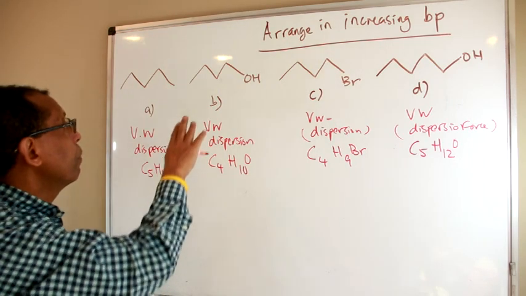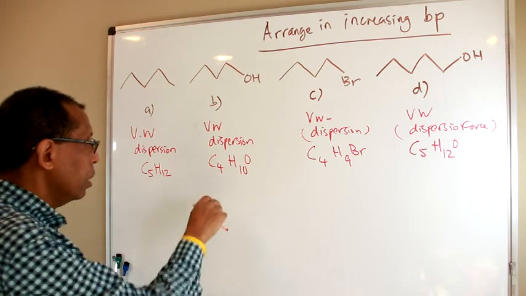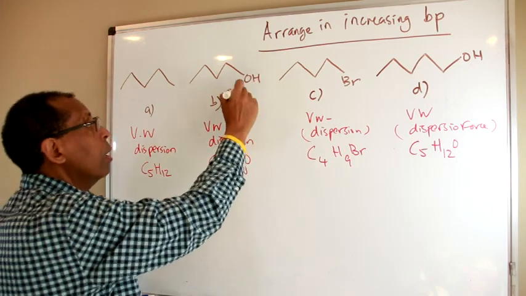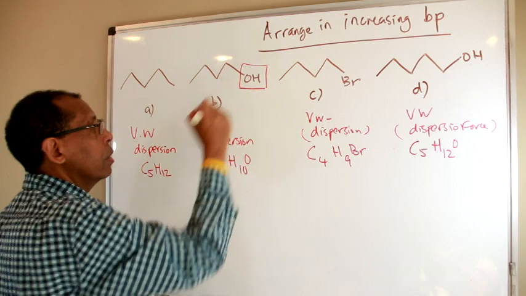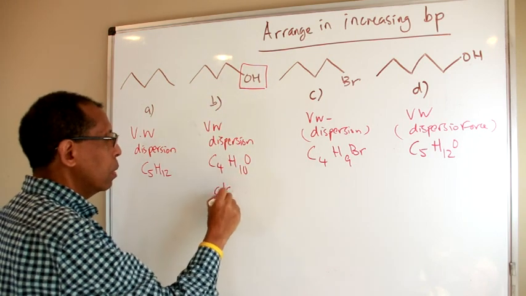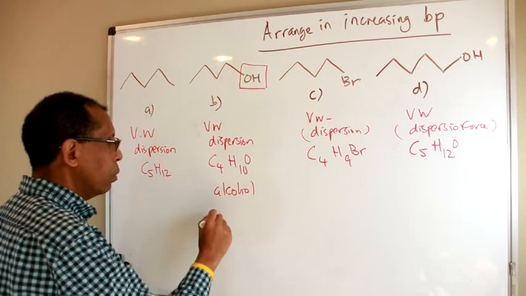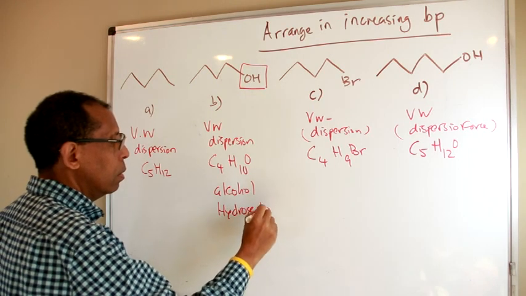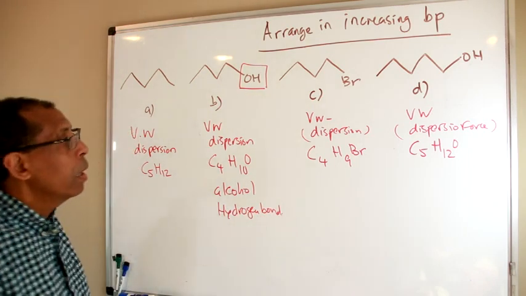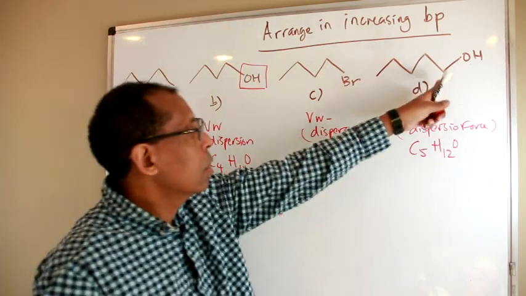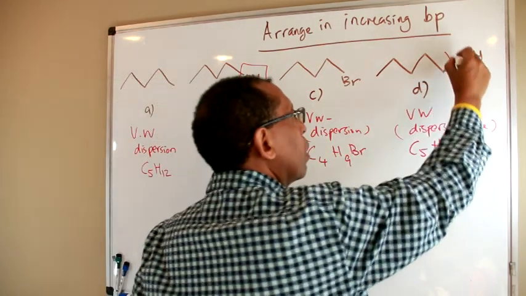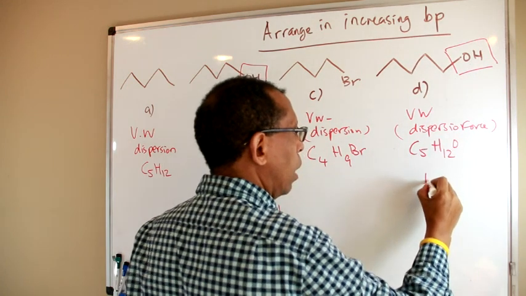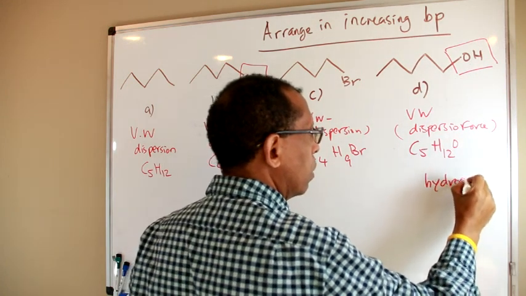Now, if we just look at compound B, it has additional, because of the alcohol functionality, hydrogen bonding. And if you just look at this one also, which has an alcohol, it has hydrogen bonding as well.